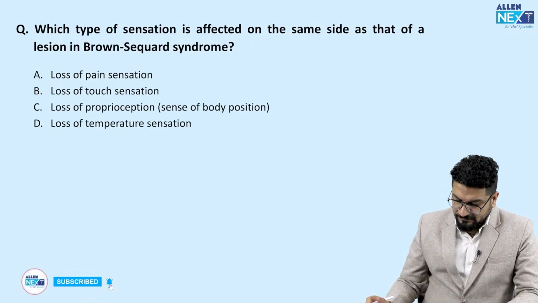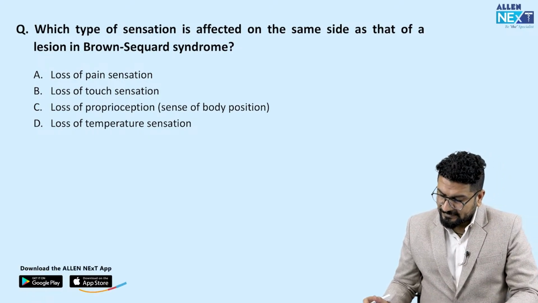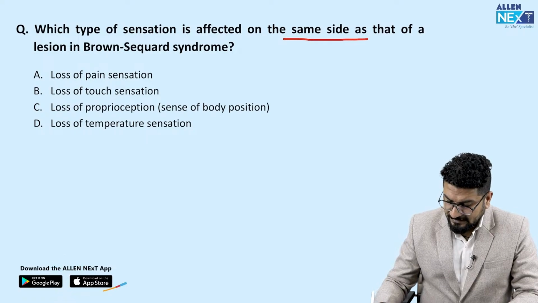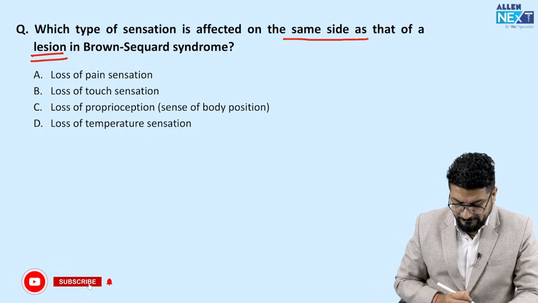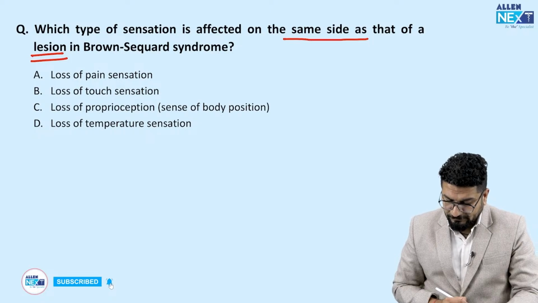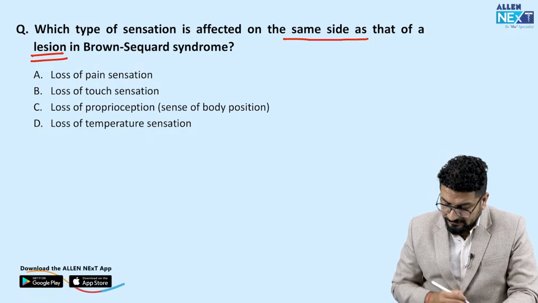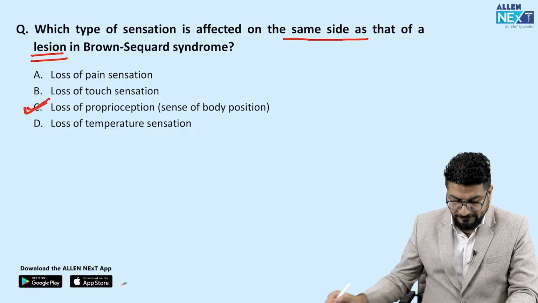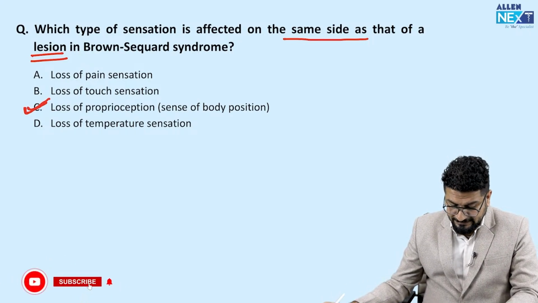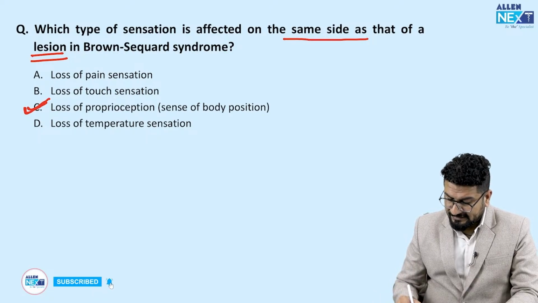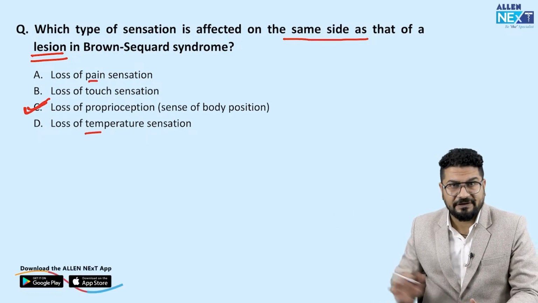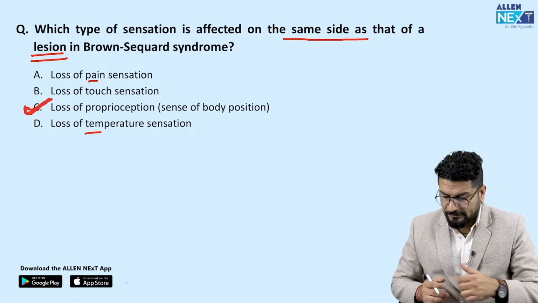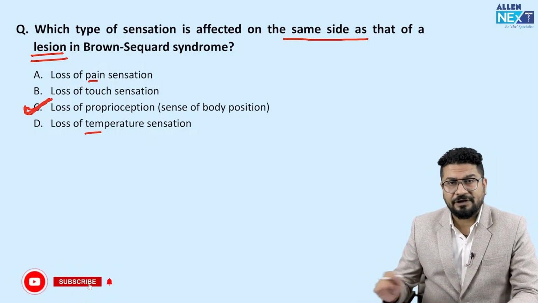Okay, coming to next question, that is which type of sensation is affected on the same side. So they are asking you about sensation affected on the same side as that of the lesion in Brown-Séquard syndrome. So understand this, in Brown-Séquard syndrome, what you will see is a loss of proprioception on the same side, right? And what else you will notice? On the opposite side, there will be loss of pain and temperature. Pain, temperature, this will be on the opposite side. So again, this is a straightforward question. This has been asked a lot of times. That is loss of proprioception or sense of body on the same side.